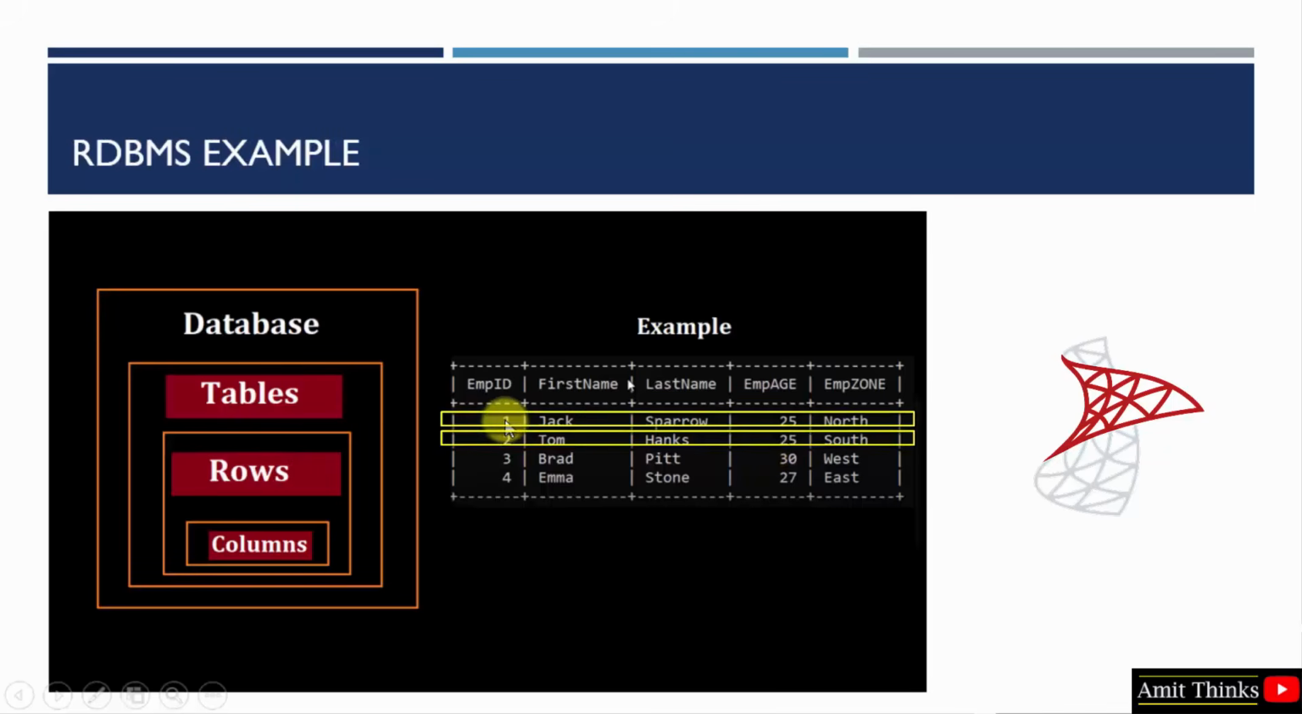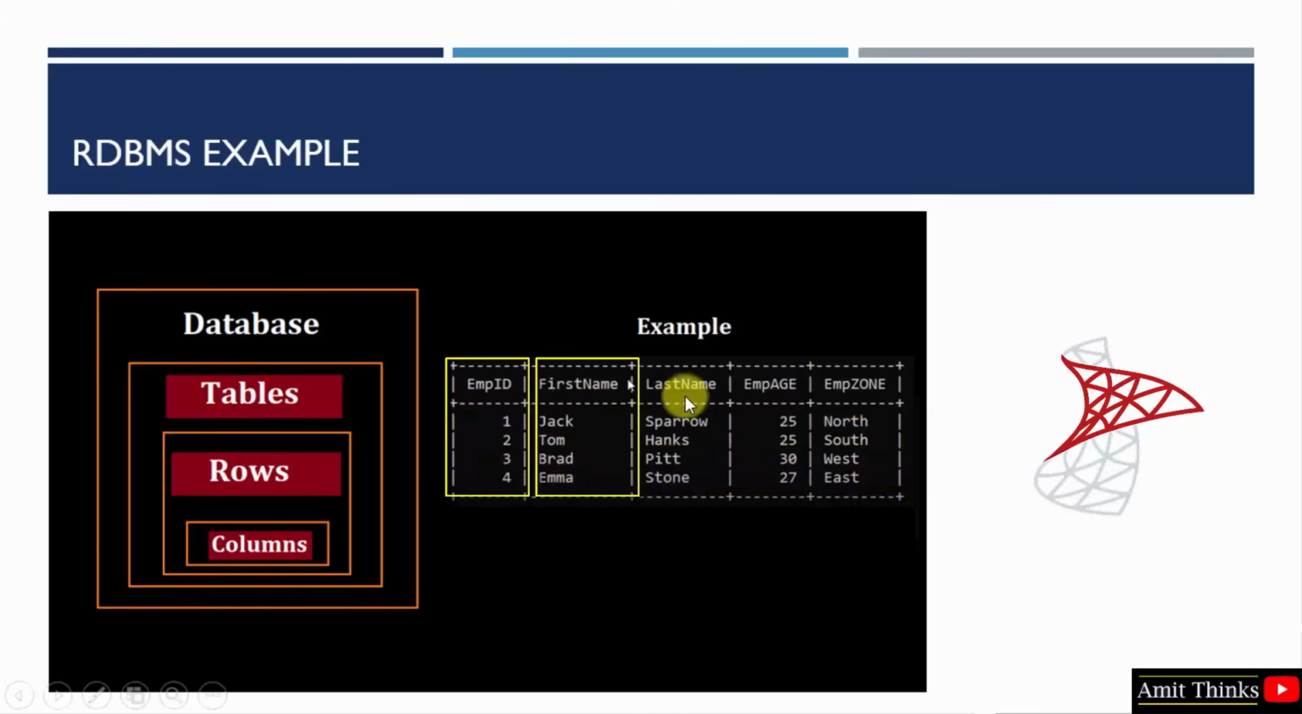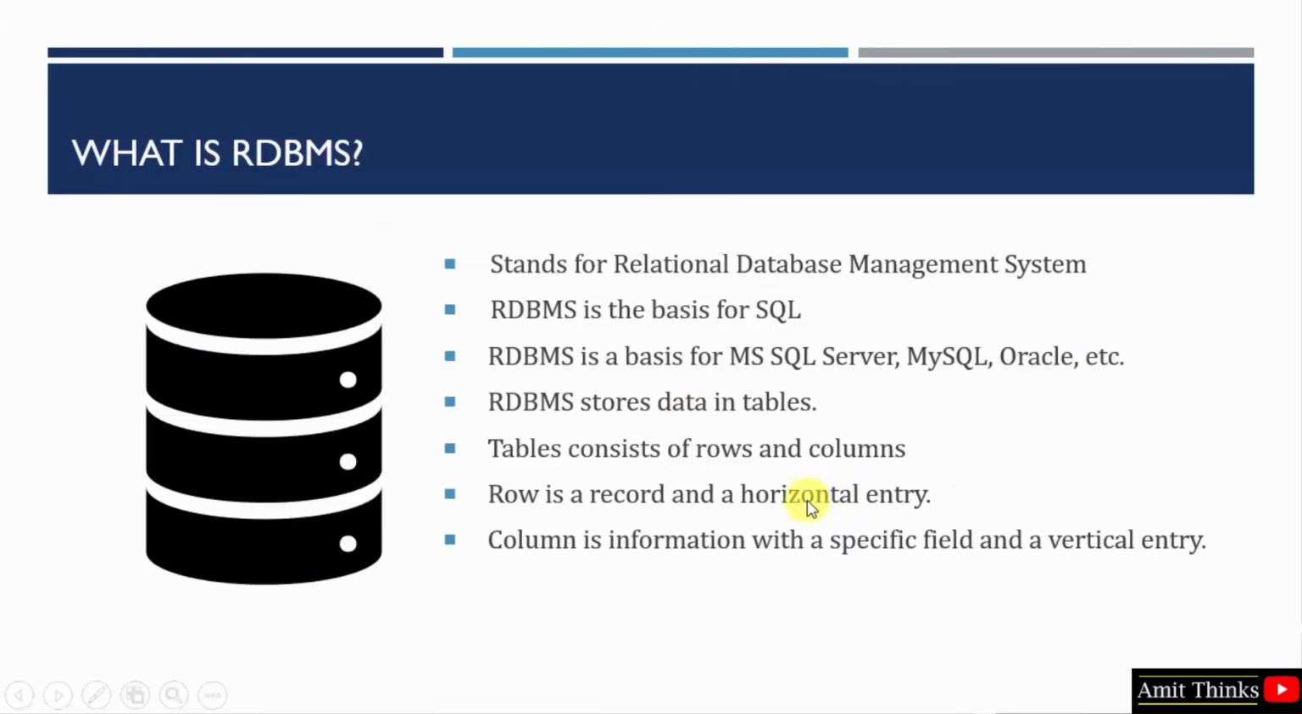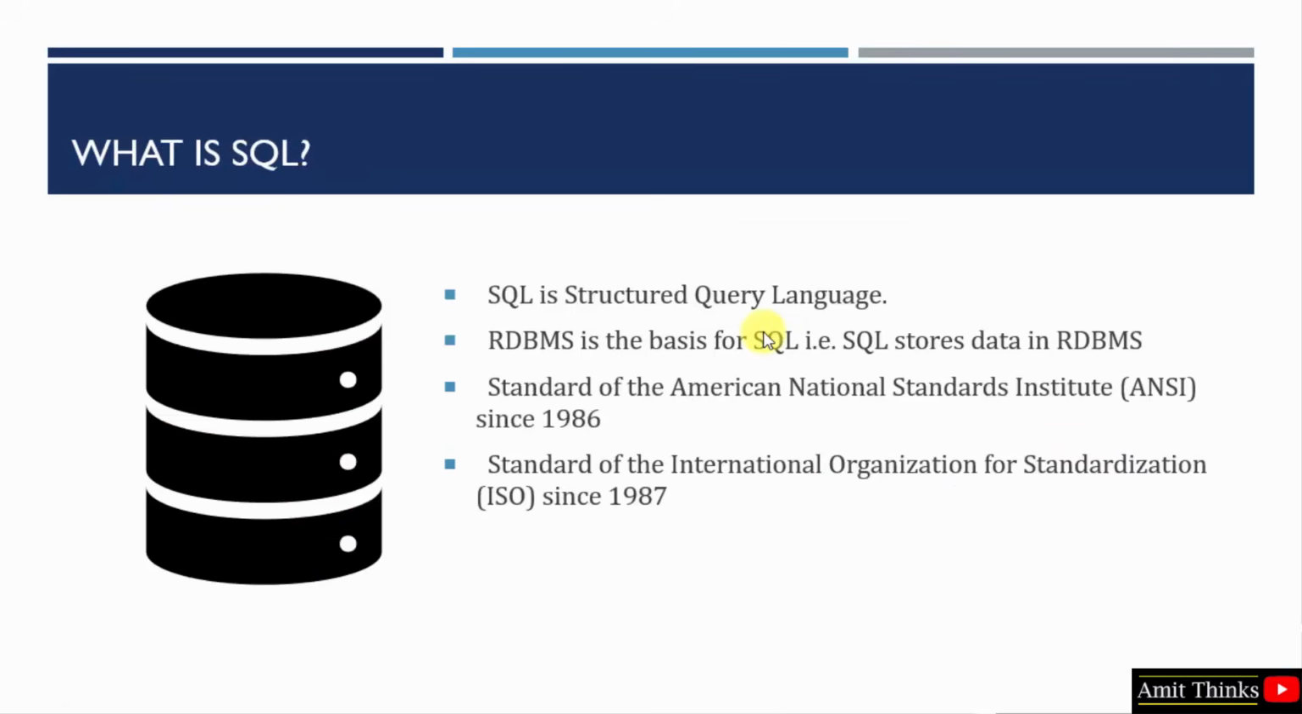Rows are always horizontal entries. And we are having 5 columns. Columns are vertical entries. Now what is SQL? SQL is Structured Query Language, and RDBMS is the basis for SQL. That means it will store the data in RDBMS form, that is in the form of rows and columns. And it is governed under ANSI, that is American National Standards Institute, as well as the International Organization for Standardization, ISO.